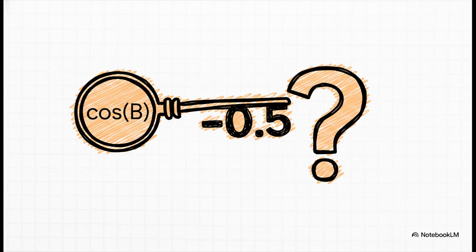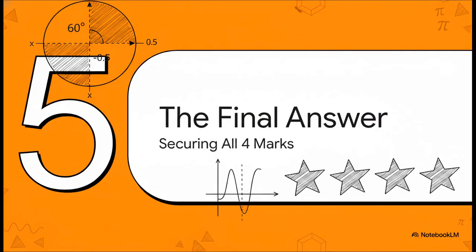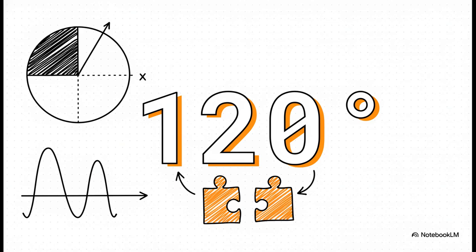All that's left is to dip into our memory banks for those exact trig values. So this is it, the last piece of the puzzle. What angle gives you a cosine of -0.5? Remember, no calculator. It's all about what you know. Now, you probably remember that cos of 60 degrees is +0.5. So, what does that tell us about the angle for -0.5? And the answer is 120 degrees.